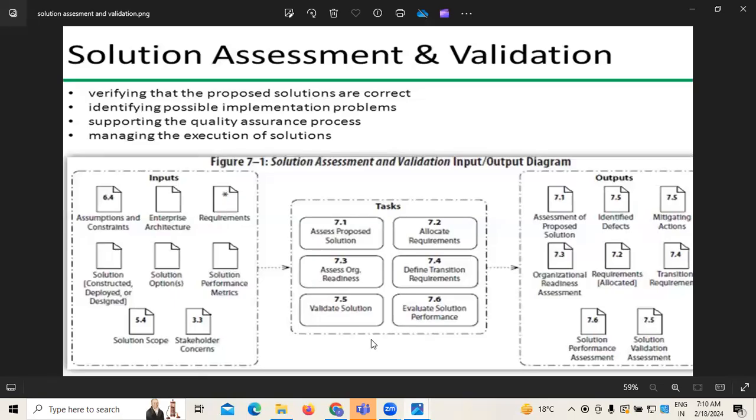In solution assessment and validation, there are a few important tasks which need to be performed. The first one is assessing the proposed solution, meaning whatever solution was proposed by us has to be assessed. This is the first thing which we normally do, right? This is where assessing the proposed solution comes into the picture. We need to assess whatever solution we have identified. What was our solution? Our solution was a cloud-based POS system. We have to assess the proposed solution which was identified. That is point number one.